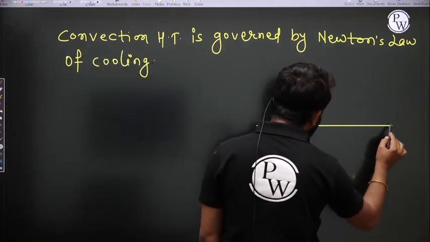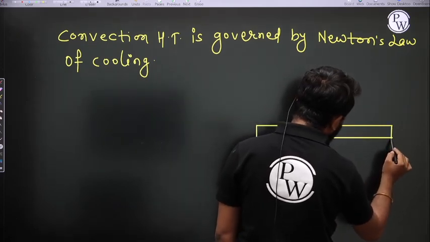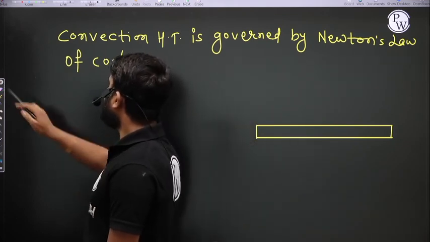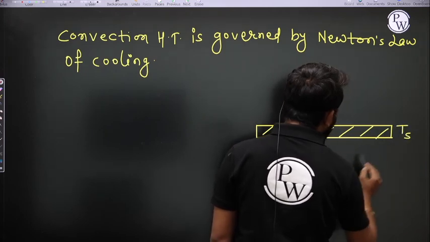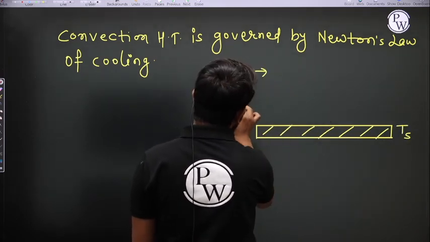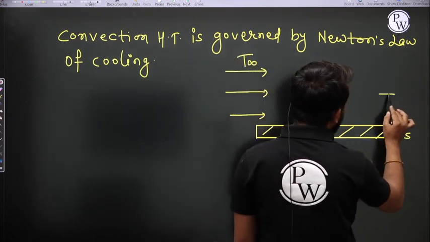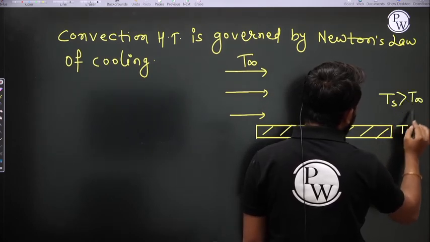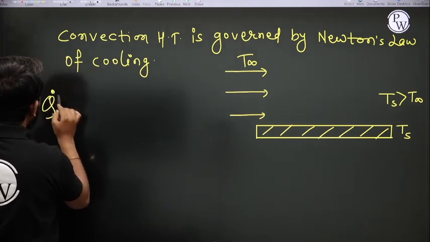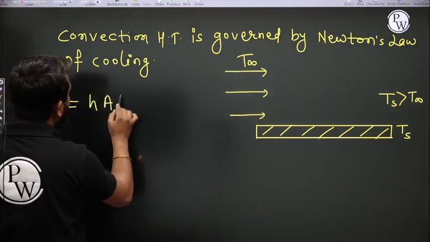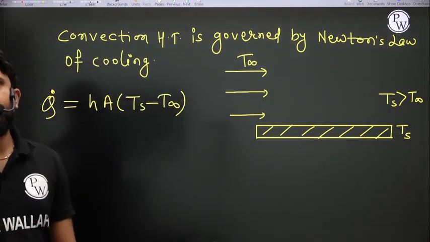If there is a plate and the plate temperature is Ts, and the fluid temperature is T infinity, and I am assuming that Ts is greater than T infinity, what is the convection heat transfer from this plate? I can say that convection heat transfer is equal to hA(Ts minus T infinity). We already discussed this Newton's law of cooling earlier, right?